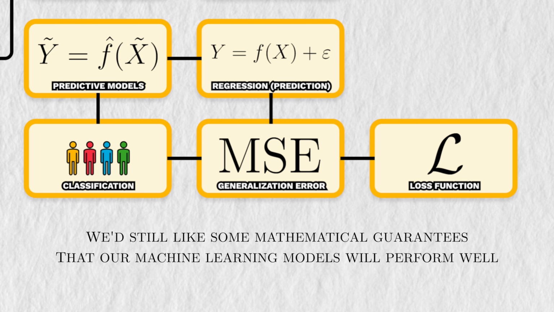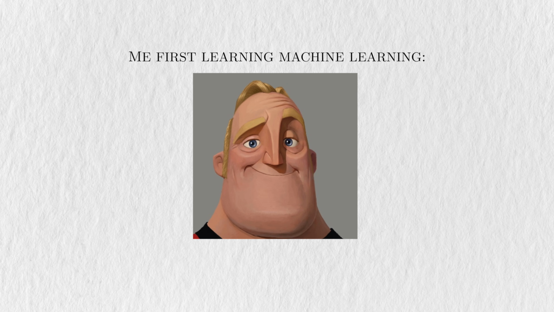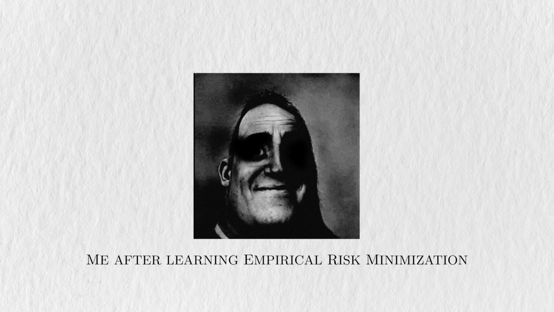We'd still like some mathematical guarantees that our machine learning models will perform well. This is where frameworks like empirical risk minimization come in, the mathematical foundation of machine learning. I thought machine learning was easy before I learned about this framework, and I quickly changed my mind after that.